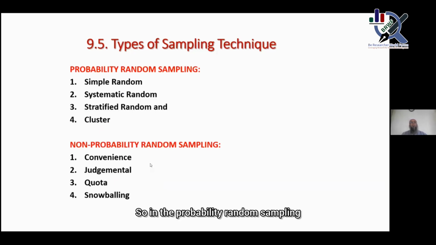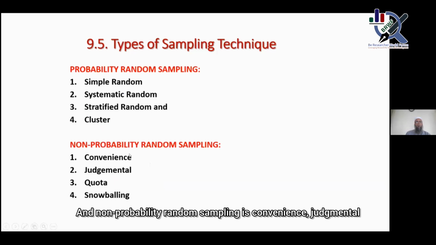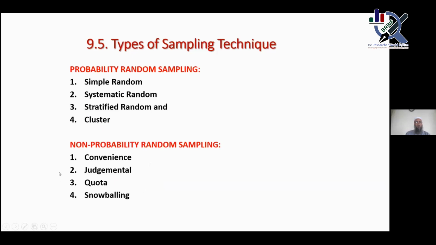In probability random sampling, we have four types: simple random sampling, systematic random sampling, stratified random sampling, and cluster sampling. And non-probability sampling includes convenience, judgmental, quota, and snowballing. These are the non-probability sampling techniques. Let's see what is the difference.